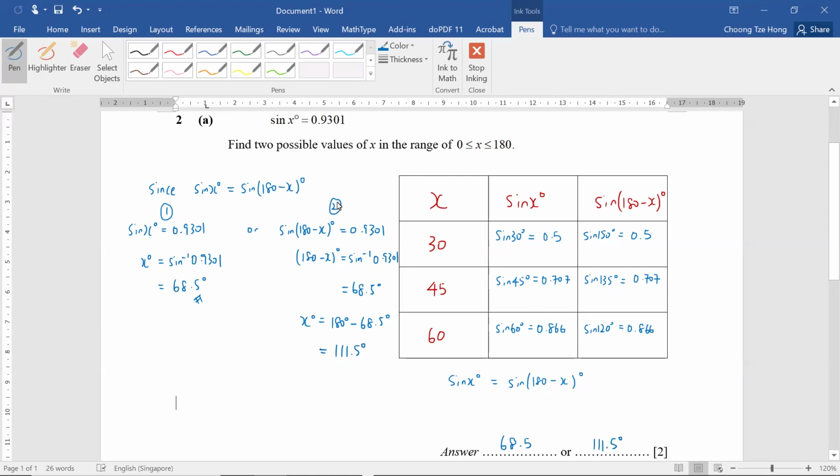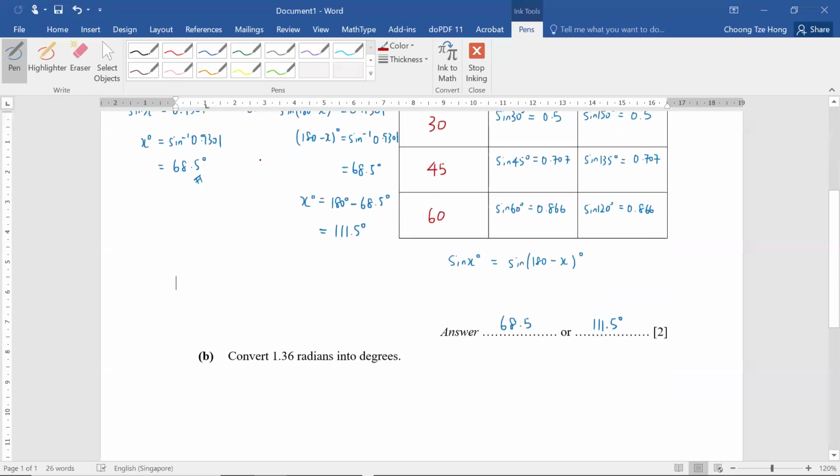Right, so this is how you work out a question like this. But the essential thing that you need to remember for this question, or questions of this nature, is that sine x degrees will be equals to sine 180 minus x degrees. Okay, so this is the relationship between the sine of an acute angle and its supplementary obtuse angle. Right, let's look at part B of the question.